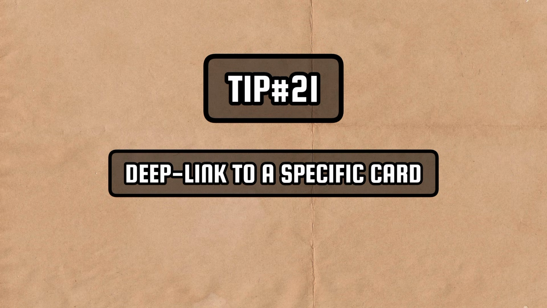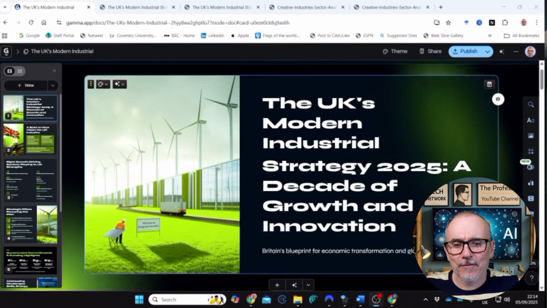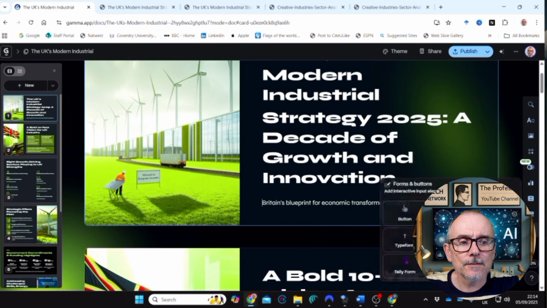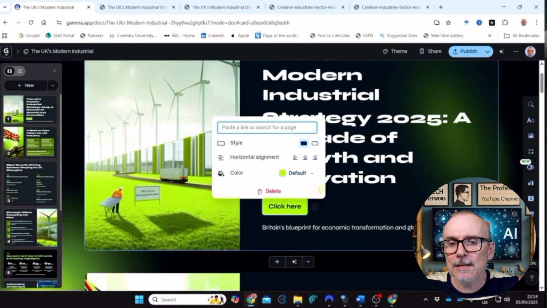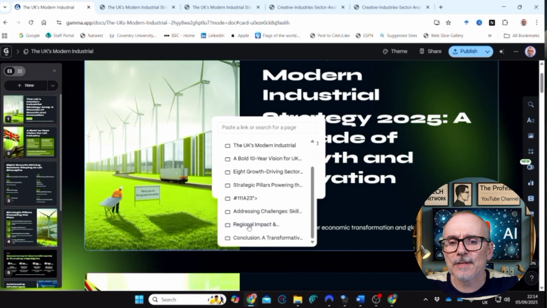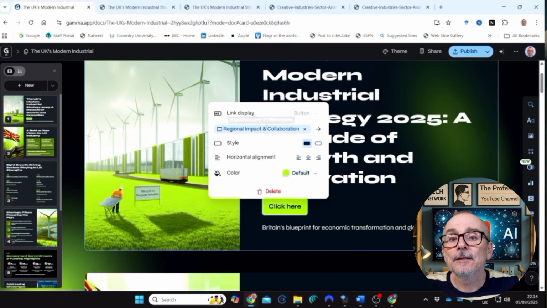Let's see if we can add some links into the website that we've created. First thing we want to do is create a button. Go down to forms and buttons, and put a button in. It already has the style, and let's say we want it to drop down to regional impact. There we go. Obviously you can change the style, but it gives you a link to regional impact.